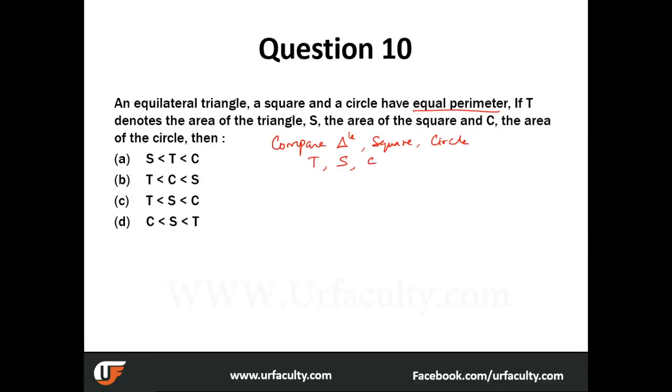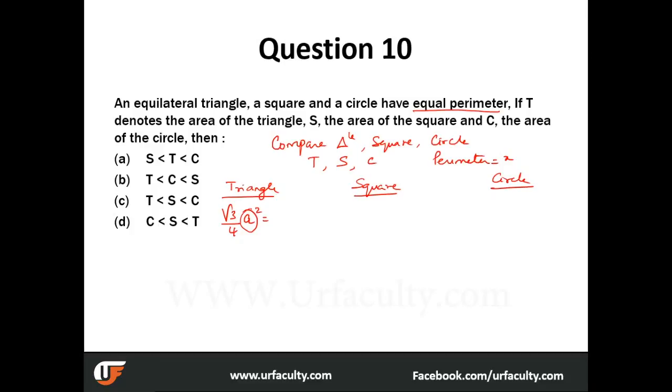Let's write it like this. There you have triangle, you have square and circle. Okay, so let's assume that the value of that perimeter is x. Perimeter is equal to x. In the case of an equilateral triangle, we know the formula as root 3 by 4 a square is equal to the area. So we need to know a to solve this problem, right?